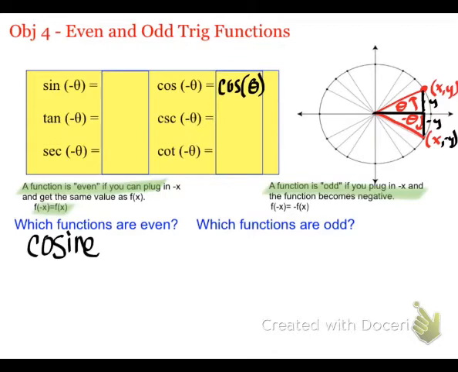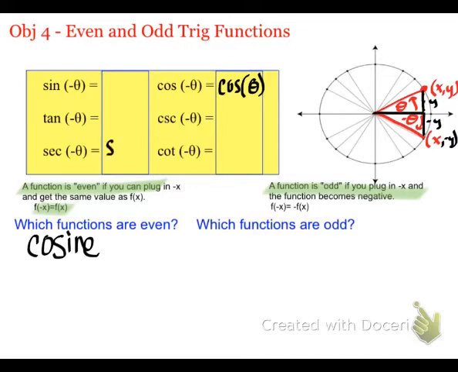What this tells me is that cosine is an even function, because cosine is the x value, and the x value stayed the same for theta or negative theta. And it doesn't matter where I drew theta, it would always be true in that way. So the cosine of an angle will always equal the cosine of the opposite of that angle.